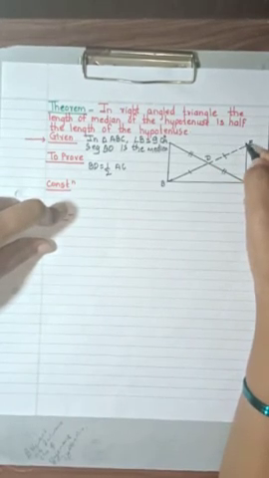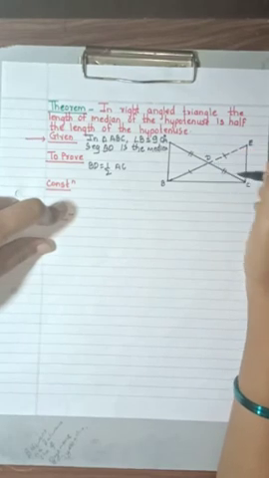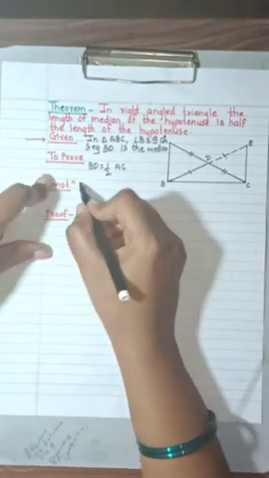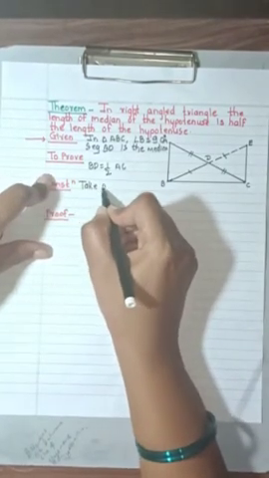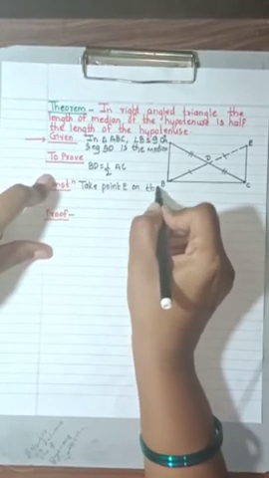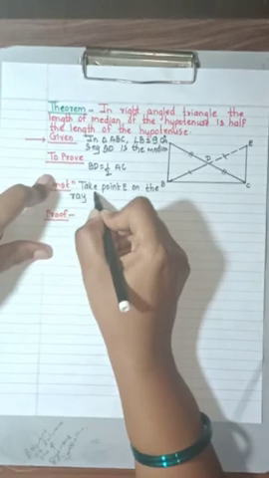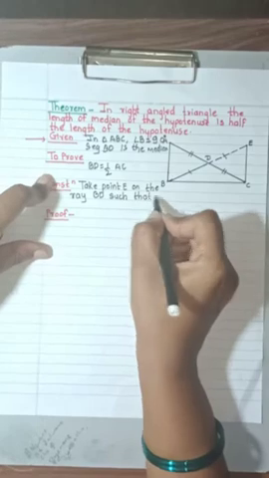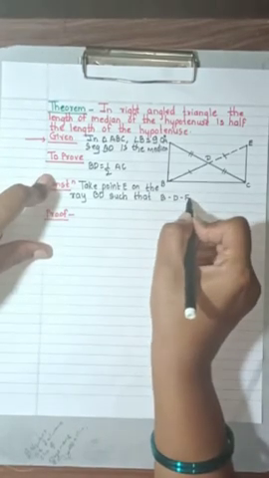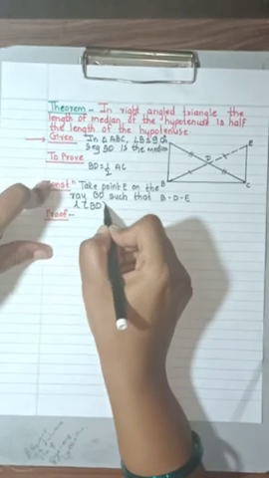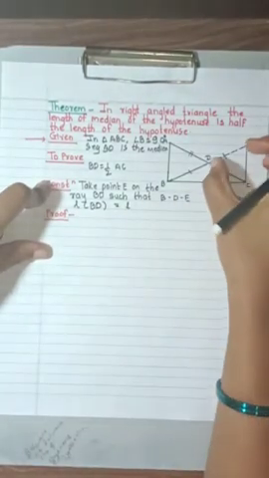Such that B-D-E. So I'll write down here, take point E on the ray BD such that B-D-E, and length BD is equal to length DE. You can see this BD is equal to length DE.